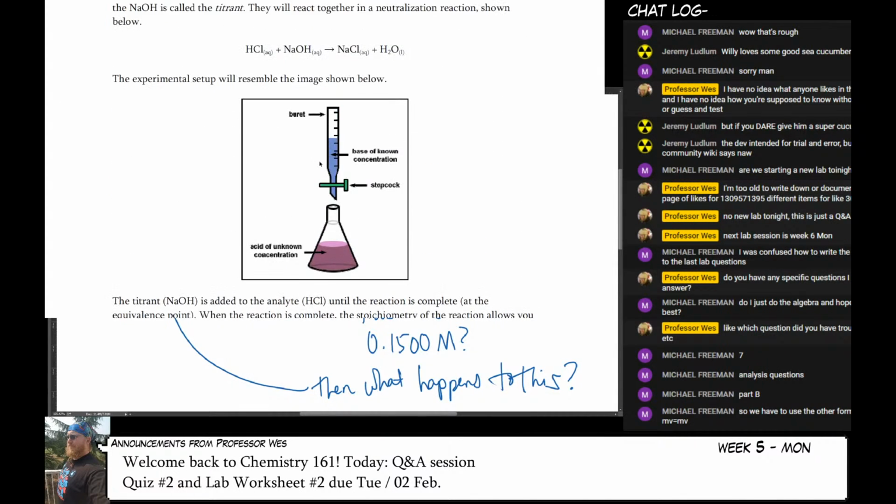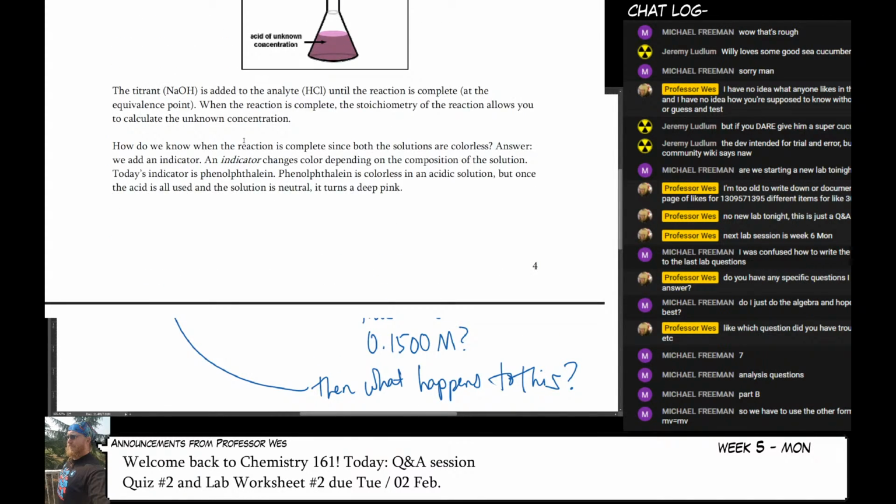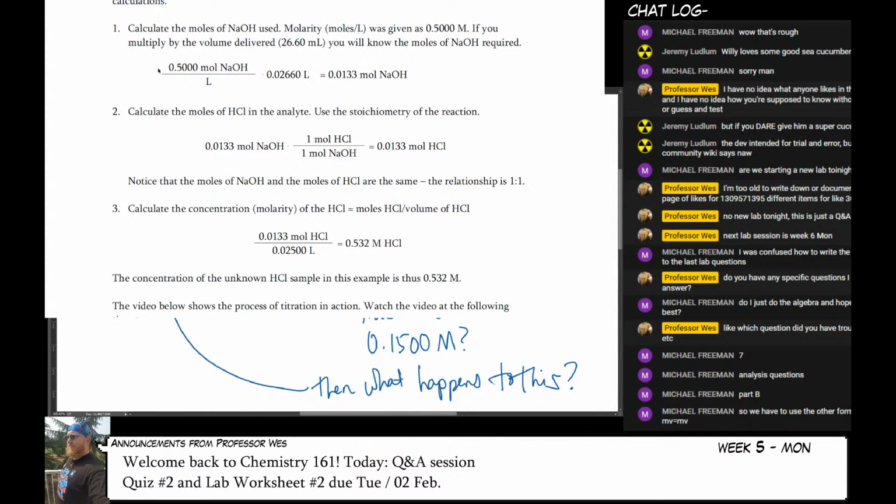Where is the balanced equation anyway? There it is, right there. So yeah, follow these directions to get to the end. This shows you exactly what to do.